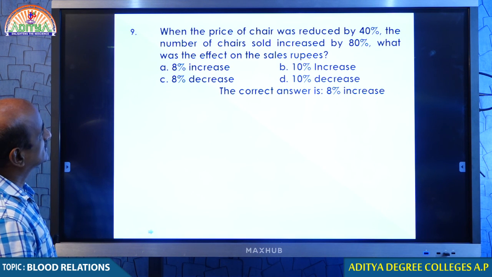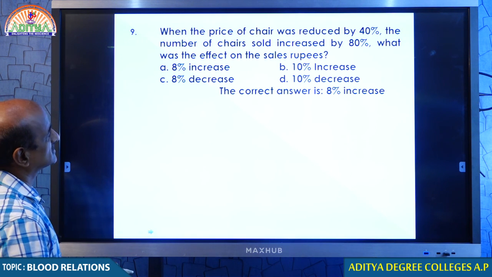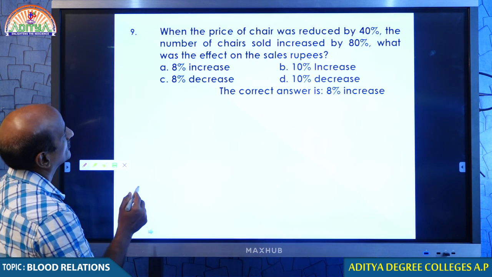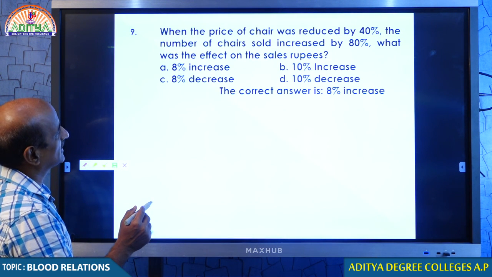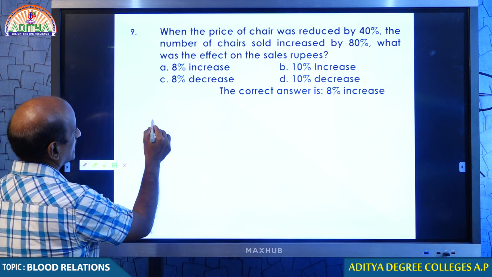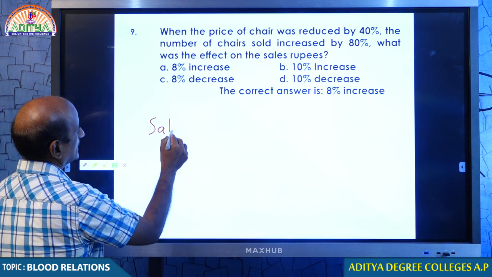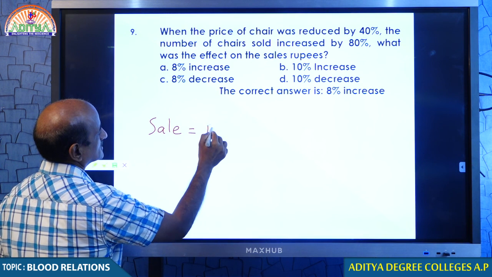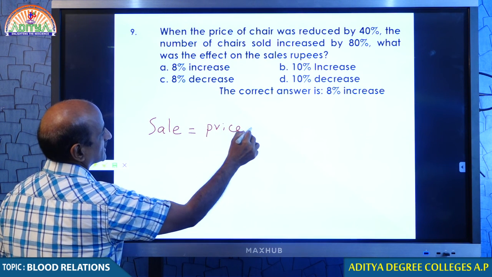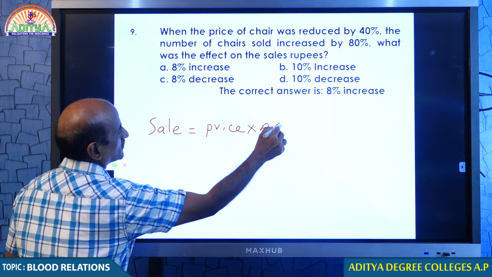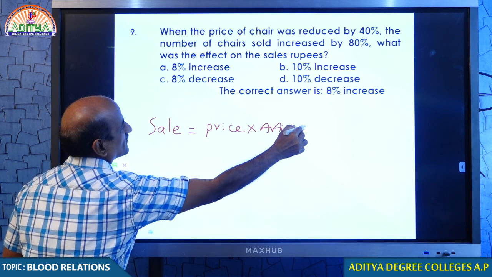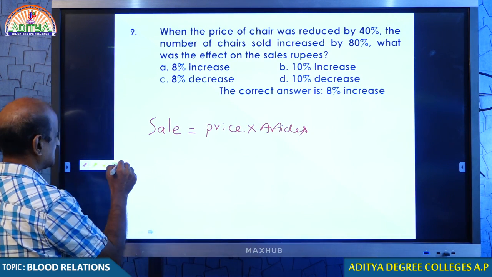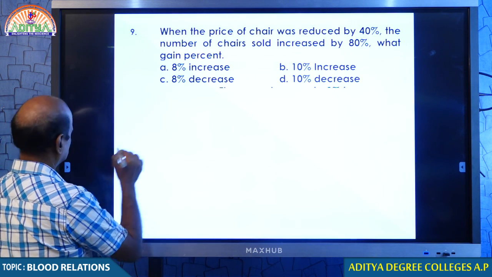Come on, students. Sales, do you understand the meaning of sales? This is what we call revenue. Price decreases and sale increases. So sale depends on the number of articles sold and the price. The more the price, the more the sale. The more the articles, the more the sale. So sale depends on price as well as articles. What do you think?